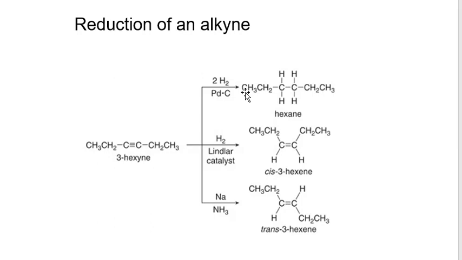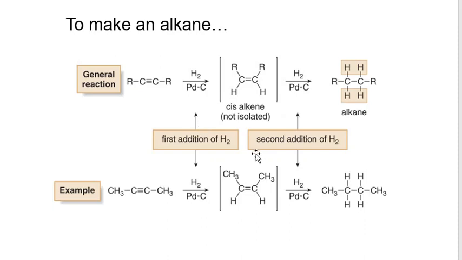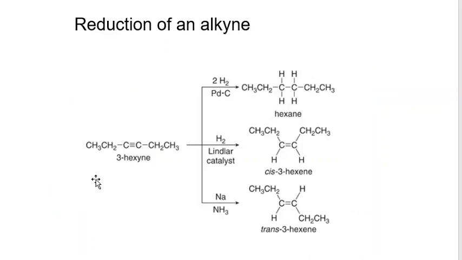And what happens is your alkyne basically just touches down on that catalyst. It grabs two hydrogens. You get the cis alkene, but that continues to react, and it gets another set of hydrogens, and then you have your alkane. So that's one thing that you can do, and that's how you get an alkane all the way from an alkyne.